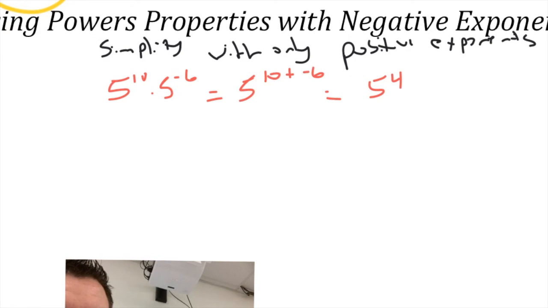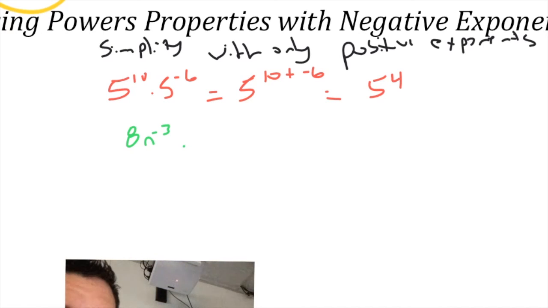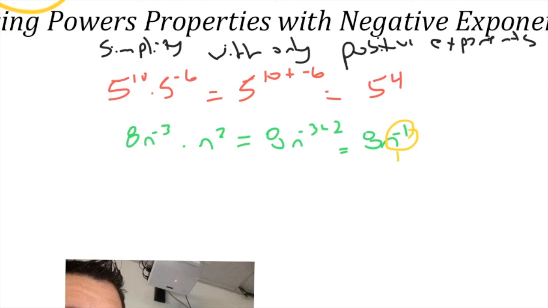All right, if I have 8n to the negative 3rd times n to the 2nd, okay, keep the 8, n to the negative 3 plus 2, so that gives me 8n to the negative 1, but I'm not allowed to have negative exponents, so that means that just the n gets dropped underneath, because it's the one that has the negative exponent. So this is 8n to the 1st, or 8 over n.